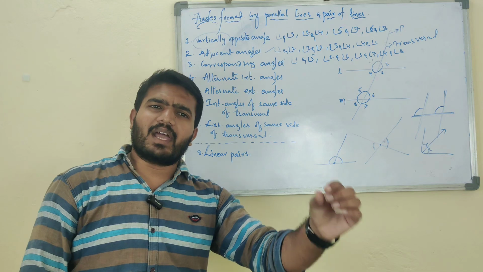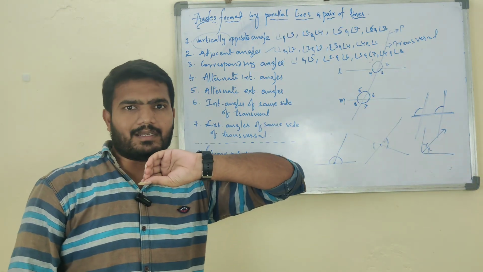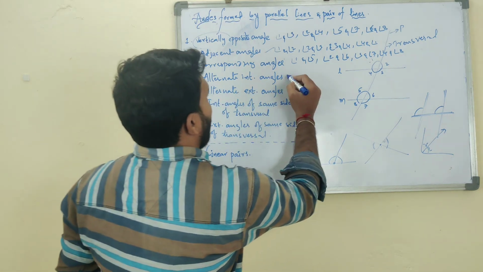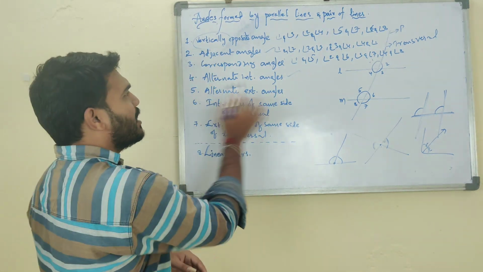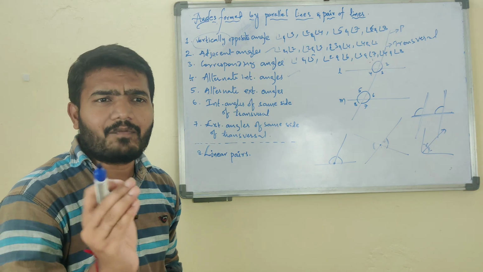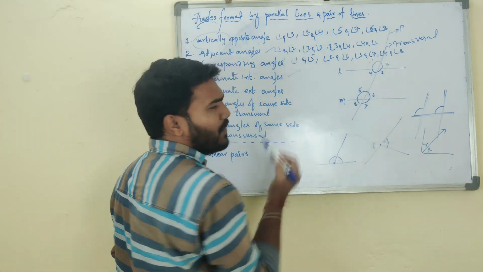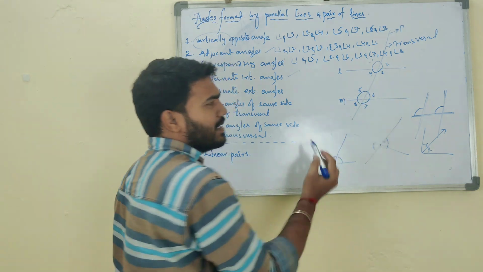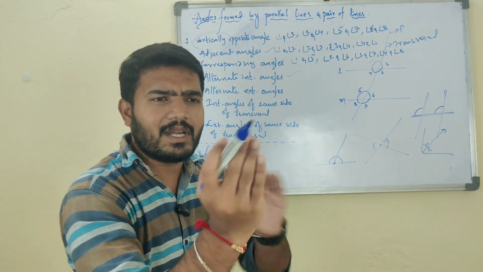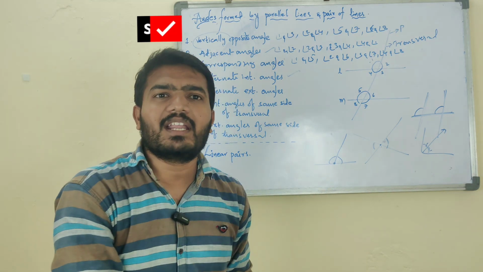Where one of the angles is formed outside the parallel lines, another angle will form inside the parallel lines. Next, alternate interior angles. Alternate means what? One by one, right? So wherever the angles are formed on opposite sides, for example 3 and 5, 4 and 6, these are alternate sides, meaning one is opposite to the other. So this kind of angles are known as alternate angles.